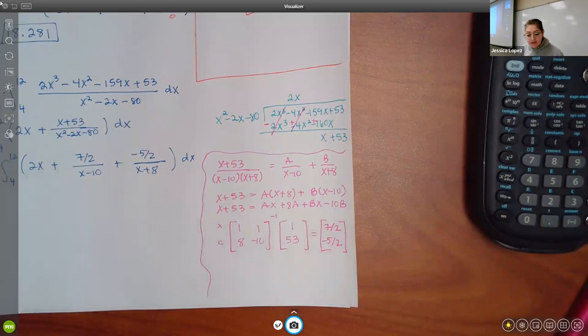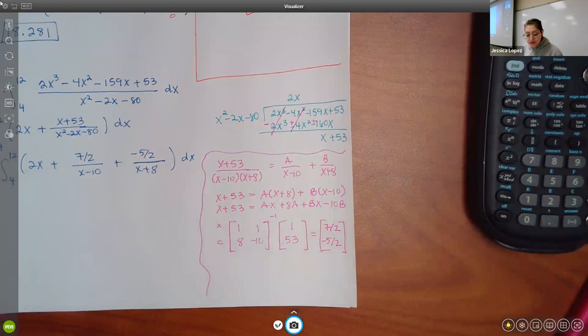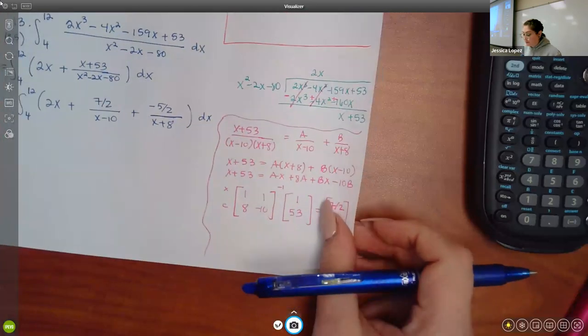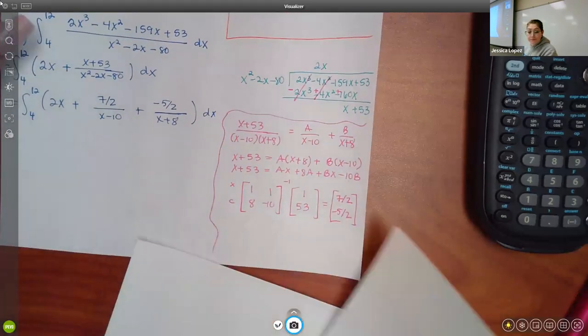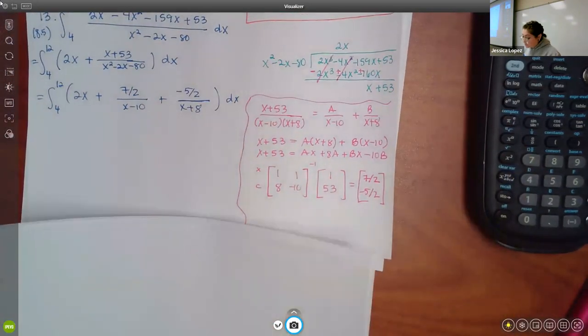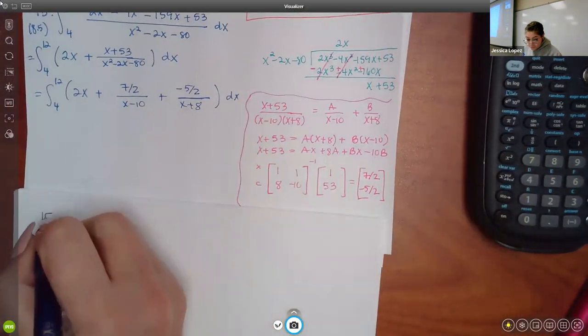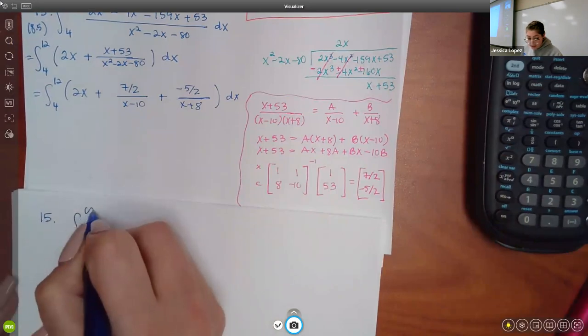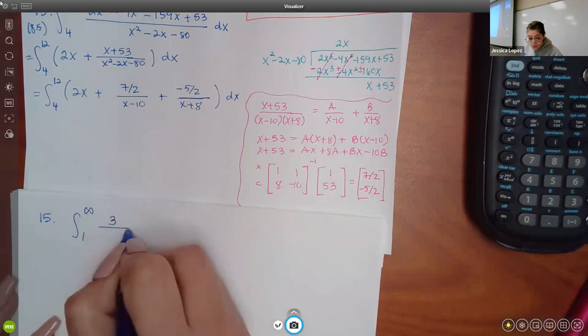Number 14 is another partial decomp. I'll leave an empty page. We'll come back to 14 if we have time. Okay. But I definitely want to talk about number 15. So number 15 is asking whether or not this improper integral converges or diverges.